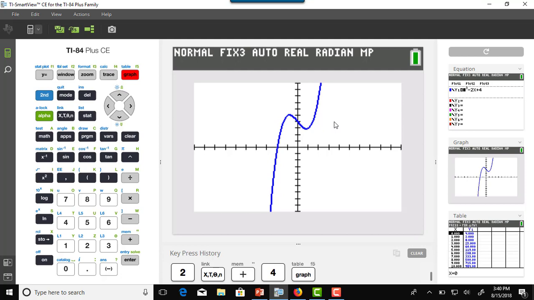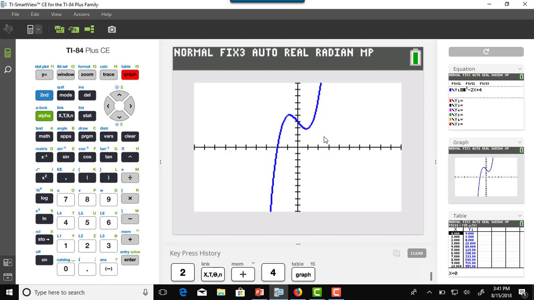And if those two graphs are not the same, then that is not an odd function. So this function is not even because it does not have symmetry with respect to the y-axis. It is not odd because it does not have symmetry with respect to the origin. So in that situation, we would say that that function is neither even nor odd. And for short, we just say neither.